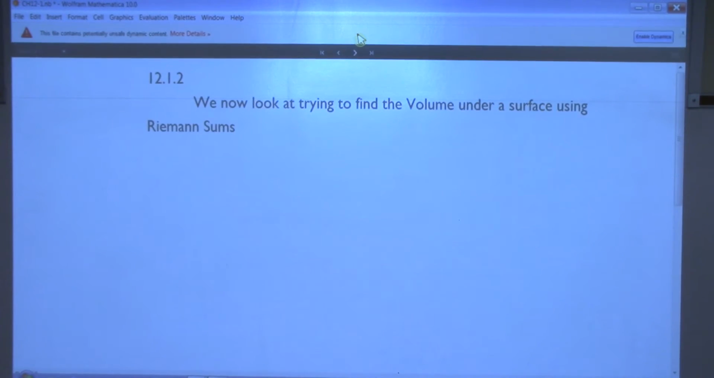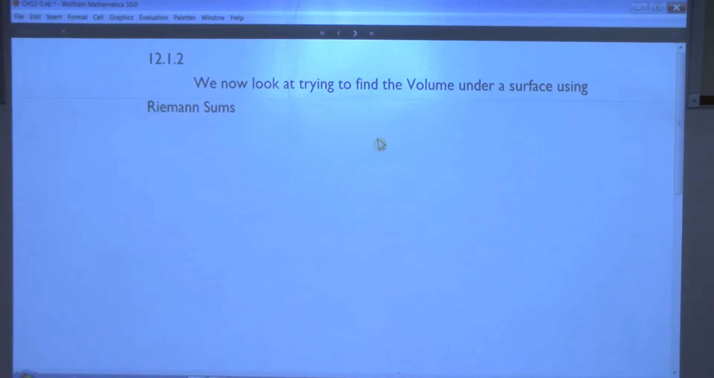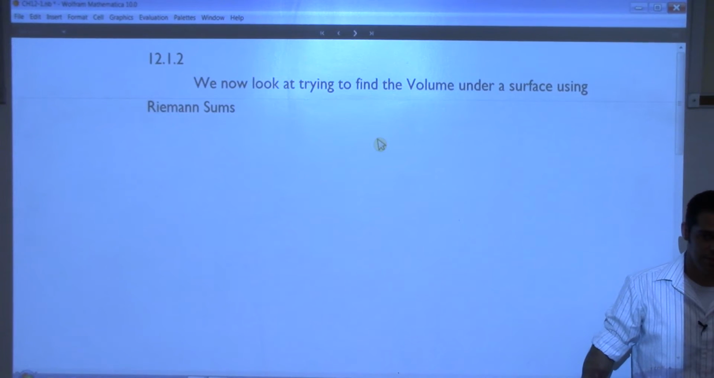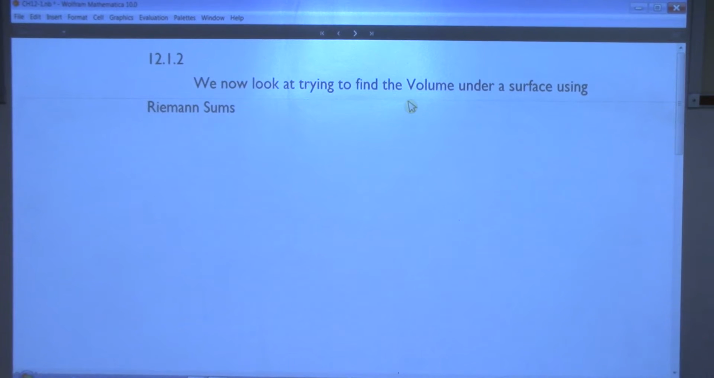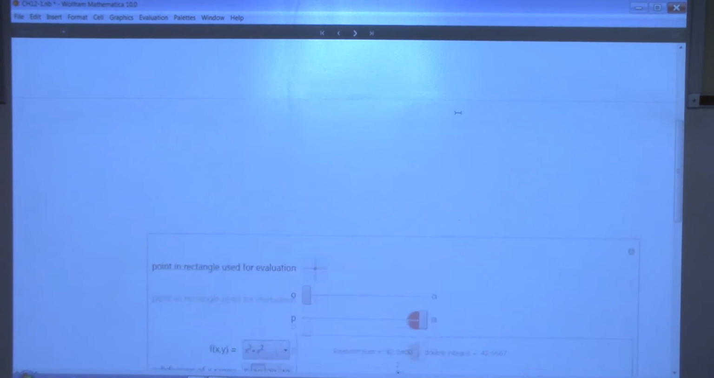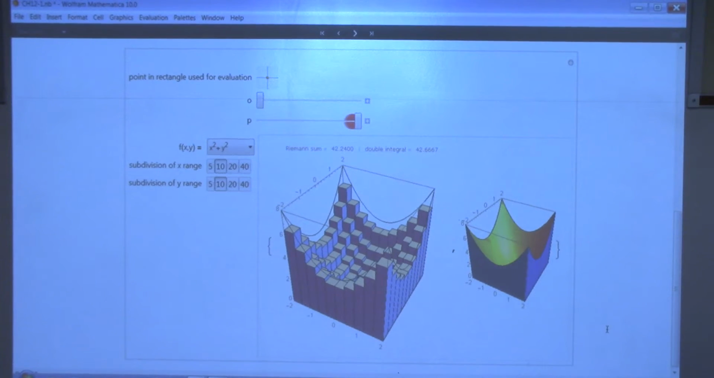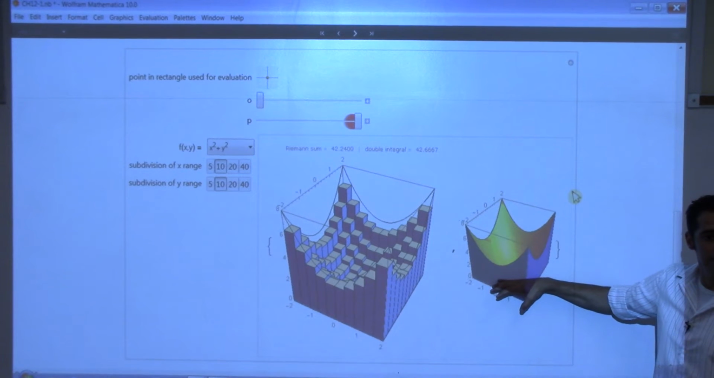We are interested now in looking at trying to find what are called double integrals. And so instead of looking at the area underneath the curve, we want to look at the volume under a surface. But do you see the similarities in it? Okay, so we're going to try it using Riemann sums. So here is a surface. There is a surface right here. And I'm trying to find the volume underneath it, right?